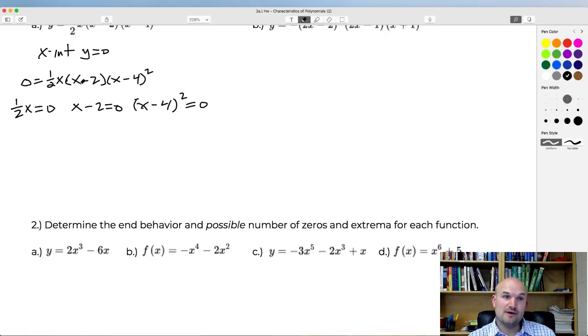Okay, so now that we have the zero product property, we set each one equal to 0. Now we can just go ahead and solve by using our inverse operations. Here I can multiply by 2/1, but you don't really need to show your work here. I'm just kind of showing it so you guys can see.